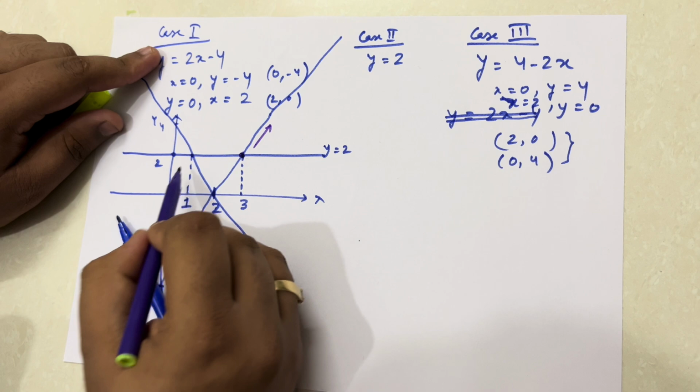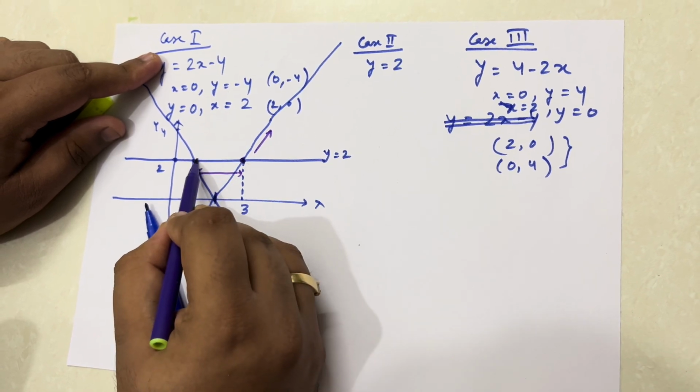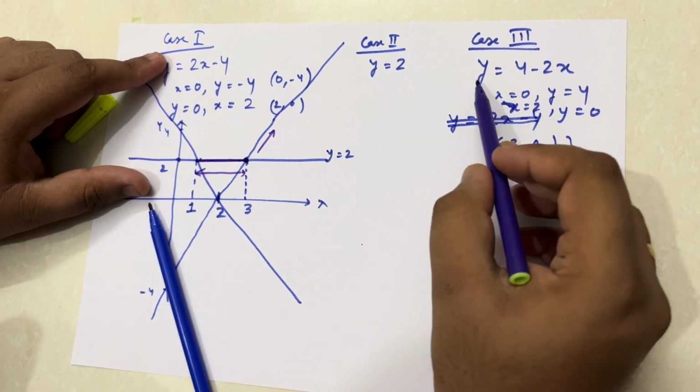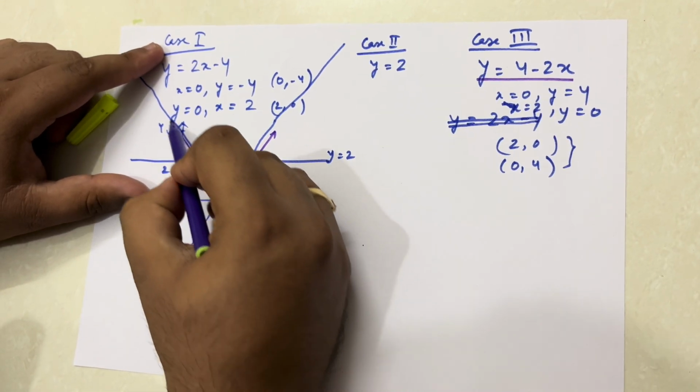For x in between 3 and 1, what were we getting? y equals 2. So this part will remain. And if x is less than 1, we got what? y is equal to 4 minus 2x. So this part will remain.